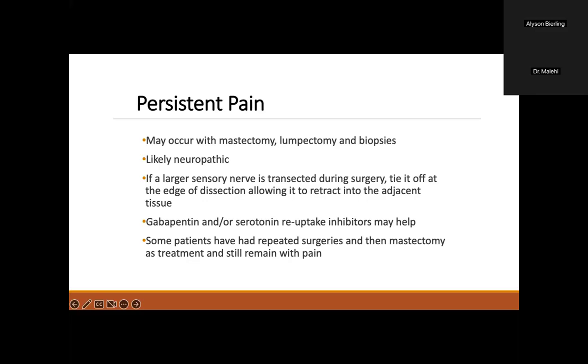And there are some women that people have gone back in and done repeat surgeries on, trying to resect the area, thinking they might be able to resect whatever it is that's causing pain. And often the pain recurred after treatment. So unless you have a definitive neuroma that you can define exactly where it is, going back in and performing surgery for this is not useful.